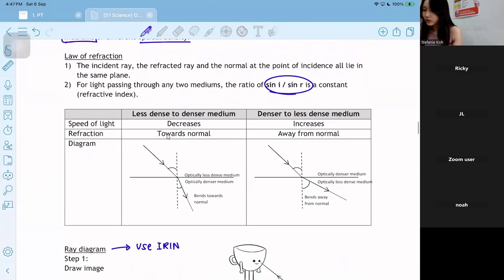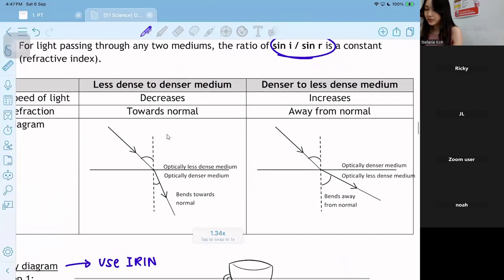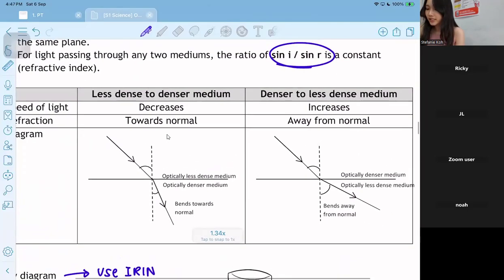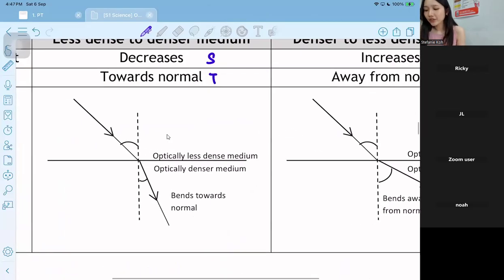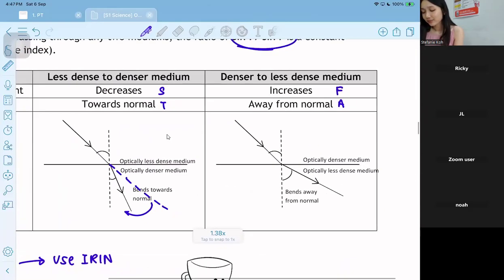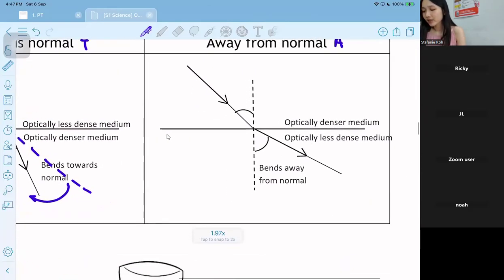Skip to the diagram. So this is the slow and towards. This is the fast and away. What do I mean by towards? If your light were to travel in a straight line, it would have looked like this. But no, it bent closer towards the normal. That's what we're trying to say. Same for here. If it were to be traveling in a straight line, but no, it's bending far away from the normal.